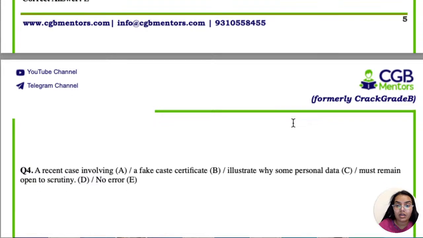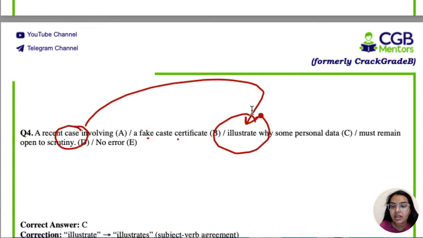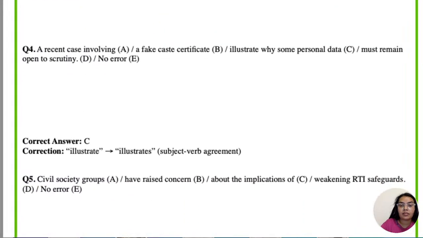Fourth question. There you go. The answer is again simple, subject verb agreement. A recent case involving a fake caste certificate, a case illustrates verb will go in agreement with singular. Why some data must remain open to scrutiny. This one should be interesting.